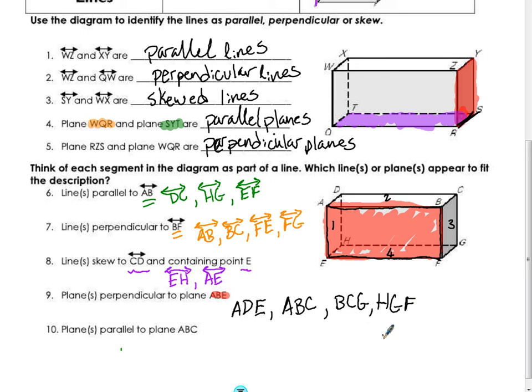So there are four planes that are perpendicular to ABE. And now we're looking for planes that are parallel to ABC. Parallel to ABC. So let's go ahead and highlight our surface here, ABC. That's the one up top here.